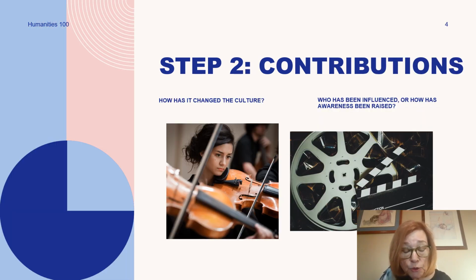In step 2, the second section of your paper, again, just a couple of paragraphs. How has this particular work changed the culture? What other artists or writers or other segments of society or demographics have been changed by this work? Who has been influenced by it, or how has it raised awareness?